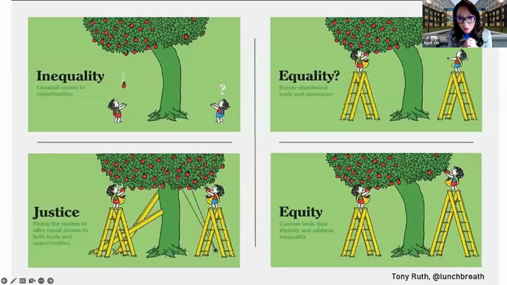And in the bottom right corner, this is where I think many of us would like to reach: customizing the tools that identify and address those inequalities. And here, this is where implementation science can come in, thinking about different strategies. What are the strategies that we can apply, with the equity lens, so we're taking into account that structure, we're taking into account how those tools and assistances are distributed in order to achieve equity for all. Next slide.